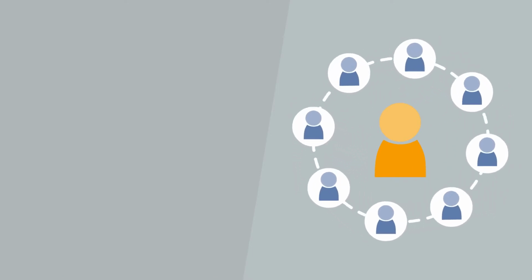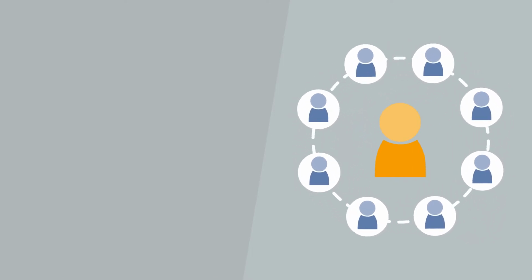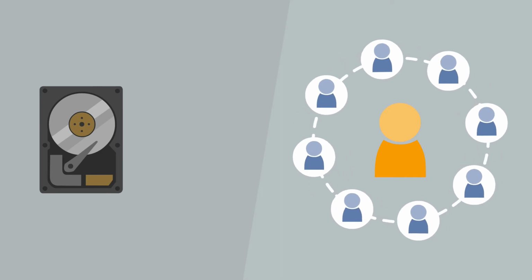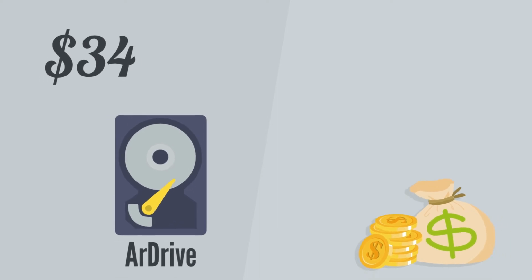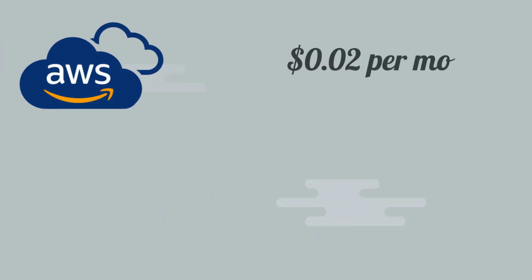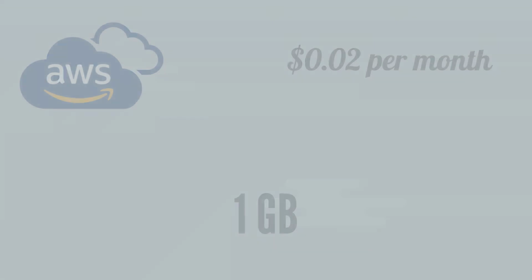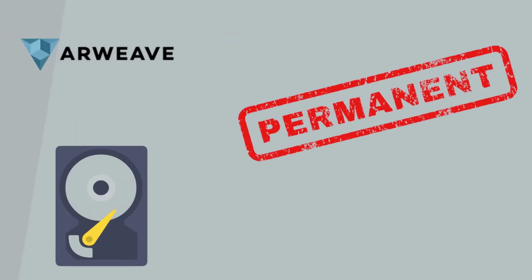The Arweave peer-to-peer (P2P) protocol matches participants with excessive storage space on their servers or hard drives with those looking to store data. Currently, you pay a one-time fee of about $34 to store 1 gigabyte of data on the RDrive. In comparison, Amazon Cloud charges about 2 cents per month to store 1 gigabyte of data. So why would anyone bother using Arweave? The answer is that data storage on Arweave is permanent.